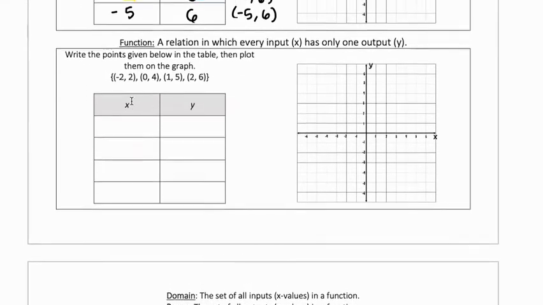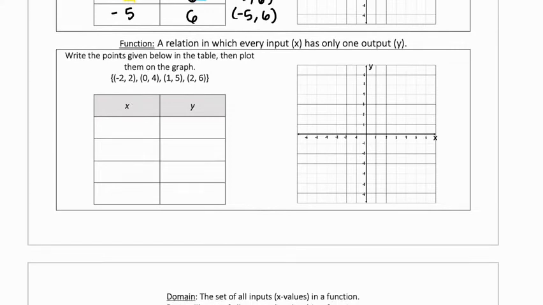So when we look at this set of ordered pairs, we're going to plug them first into the table and then plot them on the graph. So I see -2, 2 is my first point. It's written as an ordered pair, so remember x is the first number and y is the second. So in this specific point, we had -2, 2. Then we had 0, 4. Then we have 1 and 5. And our last one is 2 and 6.